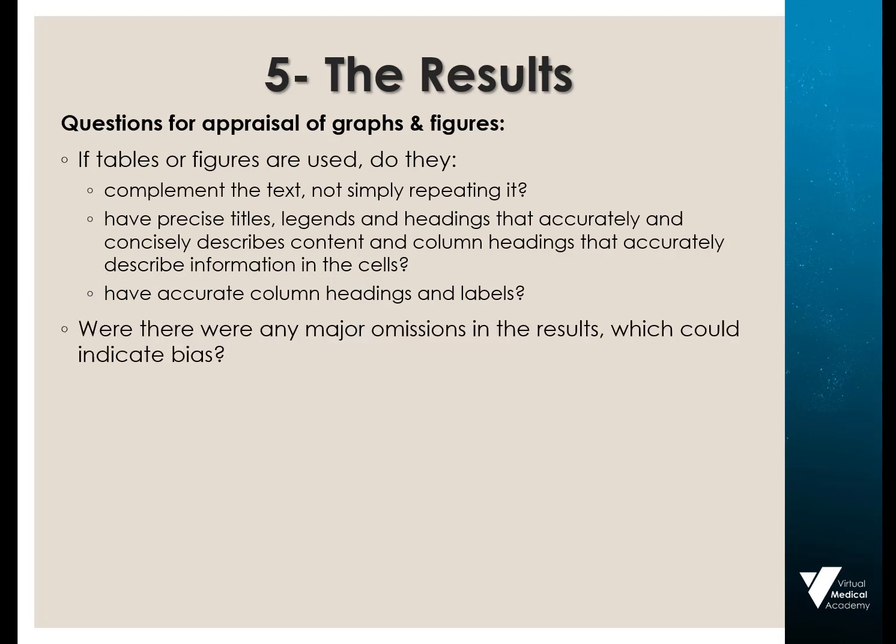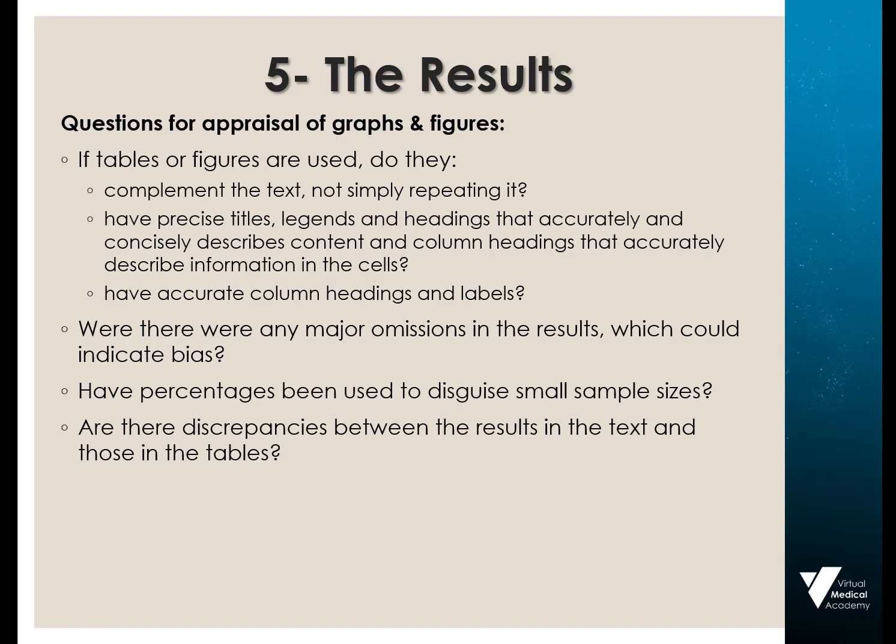Were there any major omissions in the results which could indicate bias? It's very important, as we mentioned before, that we are very clear. There should be a statement on what was reported and what was not reported, and why it wasn't reported. High percentages can be used to disguise small sample sizes, and this could happen. It is quite unfortunate, but some researchers might manipulate the statistical tests and use percentages to cover that the sample size was too small to be statistically significant or representative of the wider population.